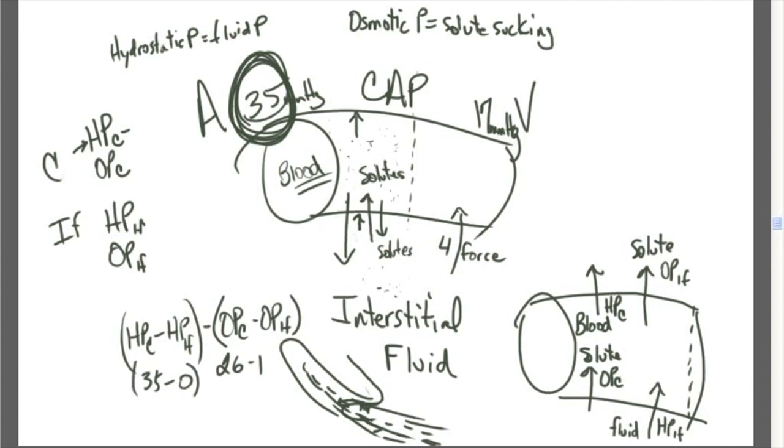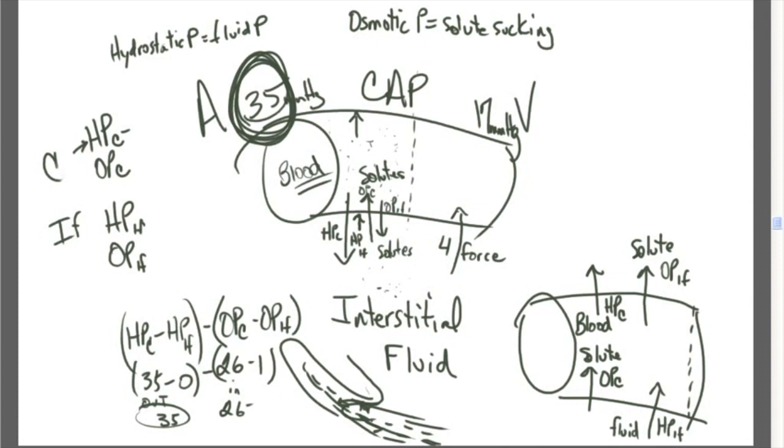So look, we have these hydrostatic pressures. Wow. That's an outward pressure, isn't it? Isn't the HPC this right here? Okay. And this inward pressure right here, the hydrostatic pressure of the interstitial fluid, is 0. So we have 35 moving which way? Out. And look what we're going to subtract from it. This is in with 26. That's the solute right here, the OPC. And what's this? The OPIF, which is 1. So there's a greater inward than there is outward.